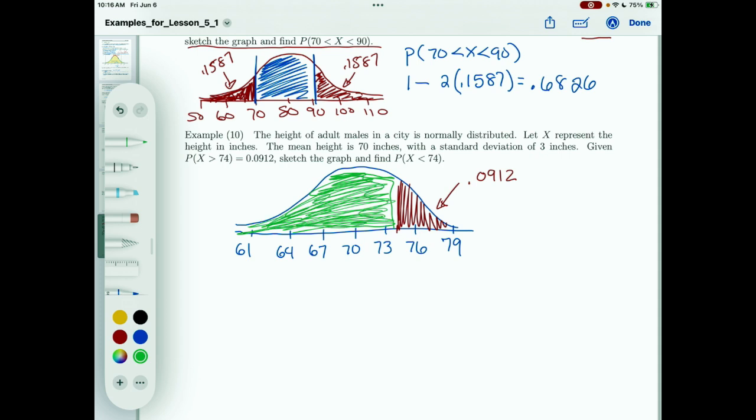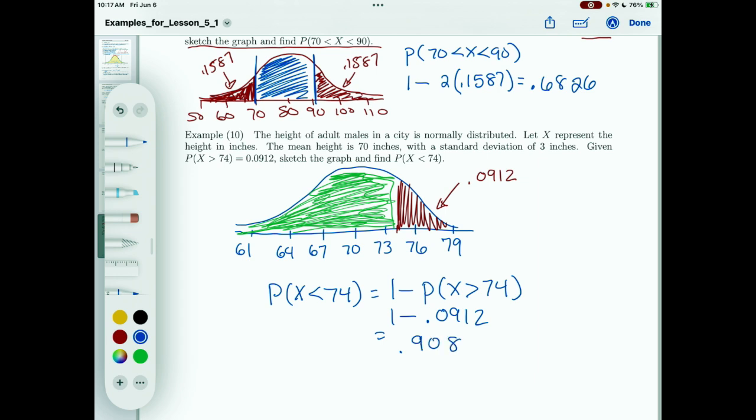So what I need to do to find the probability that X is less than 74 is I need to take 1 and subtract off 0.0912. So the probability that X is less than 74 is equal to 1 minus the probability that X is greater than 74, which is 1 minus 0.0912. And when we work that out on the calculator, we get 0.9088.